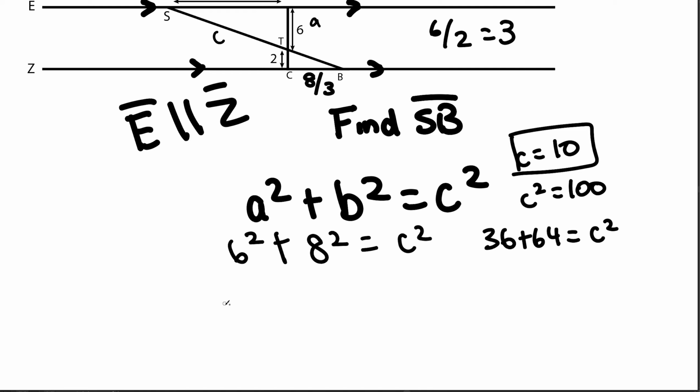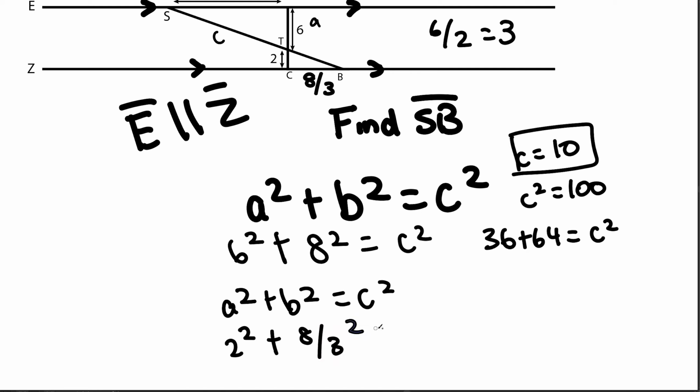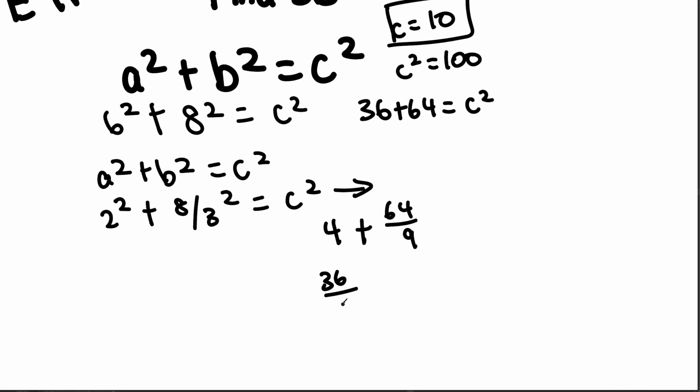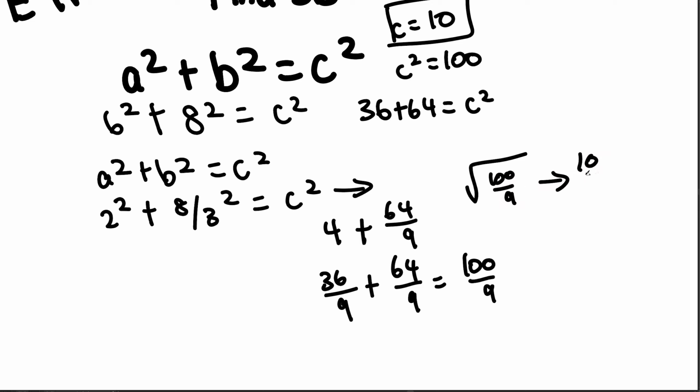So this is going to be a squared plus b squared is equal to c squared again. But in this case, we're using the smaller triangle. So 2 squared plus (8 over 3) squared is equal to c squared. And then that's going to be 4 plus 64 over 9. And let me just convert that. 36 over 9 plus 64 over 9 is equal to 100 over 9. And then we take the square root of 100 over 9, 10 and 3. So the second C is going to be equal to 10 over 3.